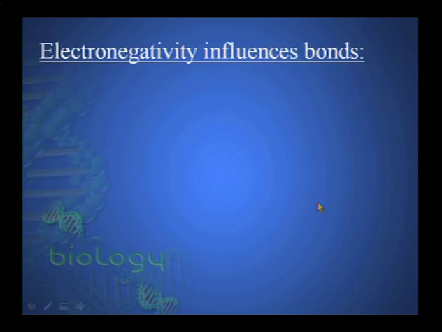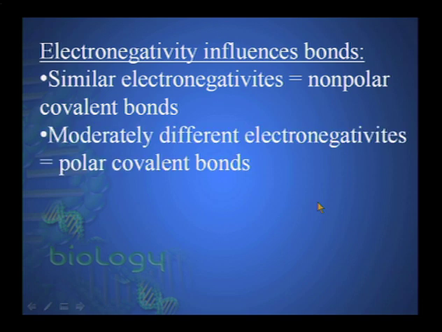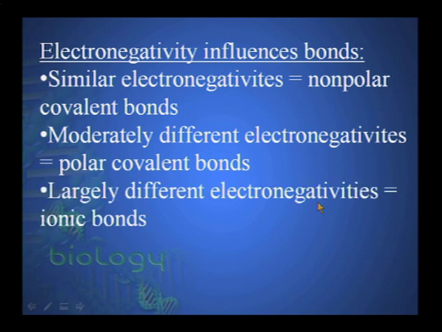So, electronegativity has an influence on bonds. If atoms have similar electronegativities, that forms a nonpolar covalent bond. If there's a moderate difference in the electronegativities, or how strongly two different atoms will hold electrons, that will form a polar covalent bond. And then if there's a very large difference between the electronegativities, what will happen is a transfer of electrons, and that's an ionic bond. So earlier, we filmed a demonstration to show the differences between the different types of bonds and the influence of electronegativities, and I'd like you to take a look at that now.